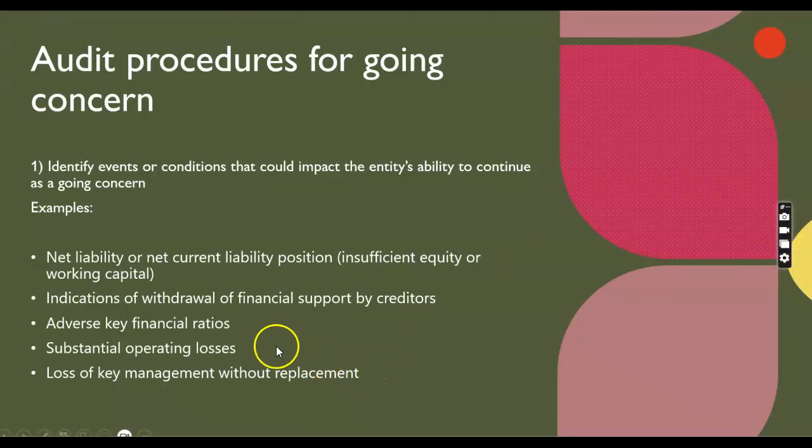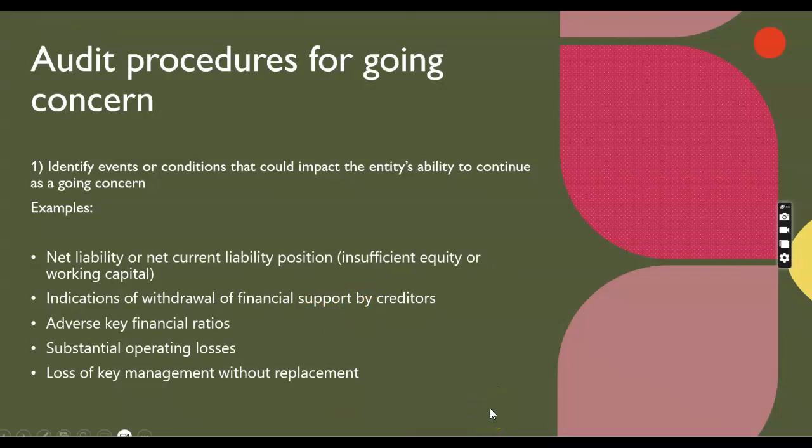Another thing is if the company is making substantial operating losses, okay? So assuming during the year, when you look at the income statement, you saw that in this particular year, the company made significant operating losses. That is an indication of a going concern issue.